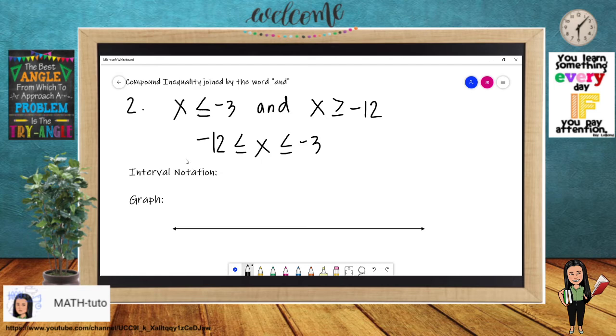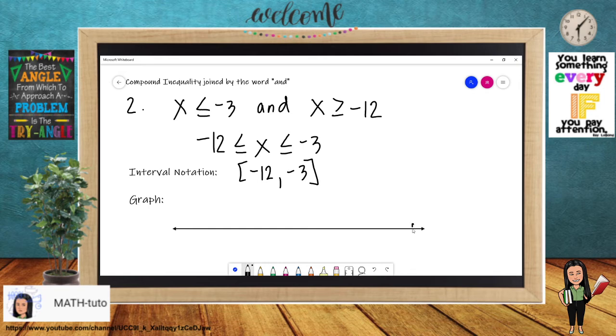Okay. So, in interval notation, if we are to write it, then it will be from negative 12 until negative 3. Yan na yung interval notation niya. Okay? And then, in graph, okay? So, pag sinulat nyo siya sa graph, hindi nyo na kailangan ilagay pareho. Kasi ito na lang naman yung intersection nila eh. Which is negative 12 hanggang negative 3.